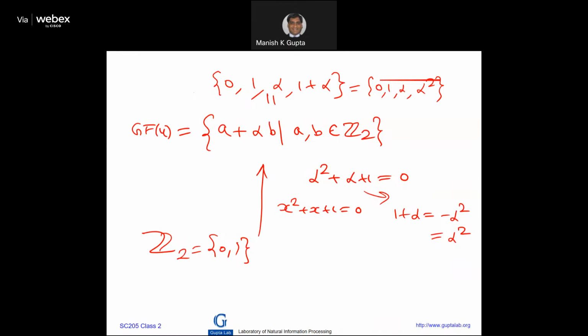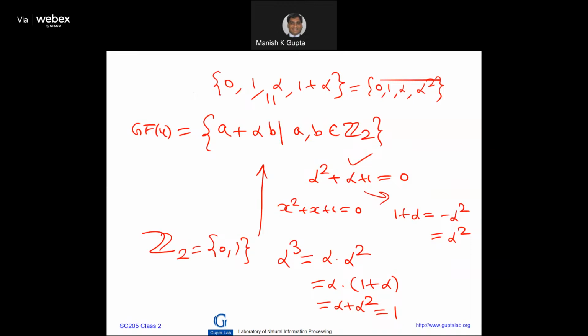Not only that, what is the value of alpha cube here? Alpha cube is alpha into alpha square. Do you agree? Now this is nothing but alpha times 1 plus alpha, which is alpha plus alpha square. But alpha plus alpha square, from this equation, is minus 1, which is the same thing as plus 1. So alpha cube is equal to 1. See the beauty?